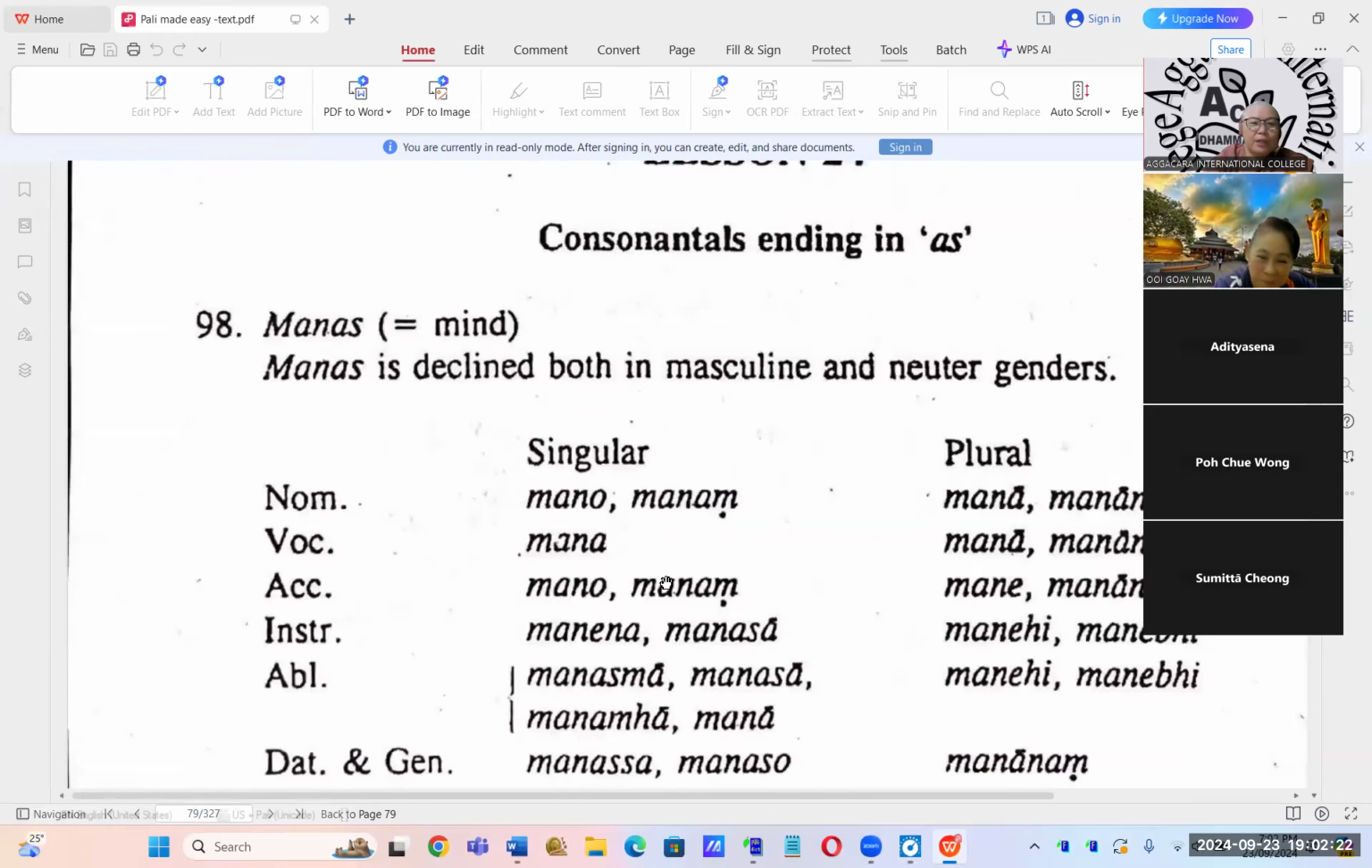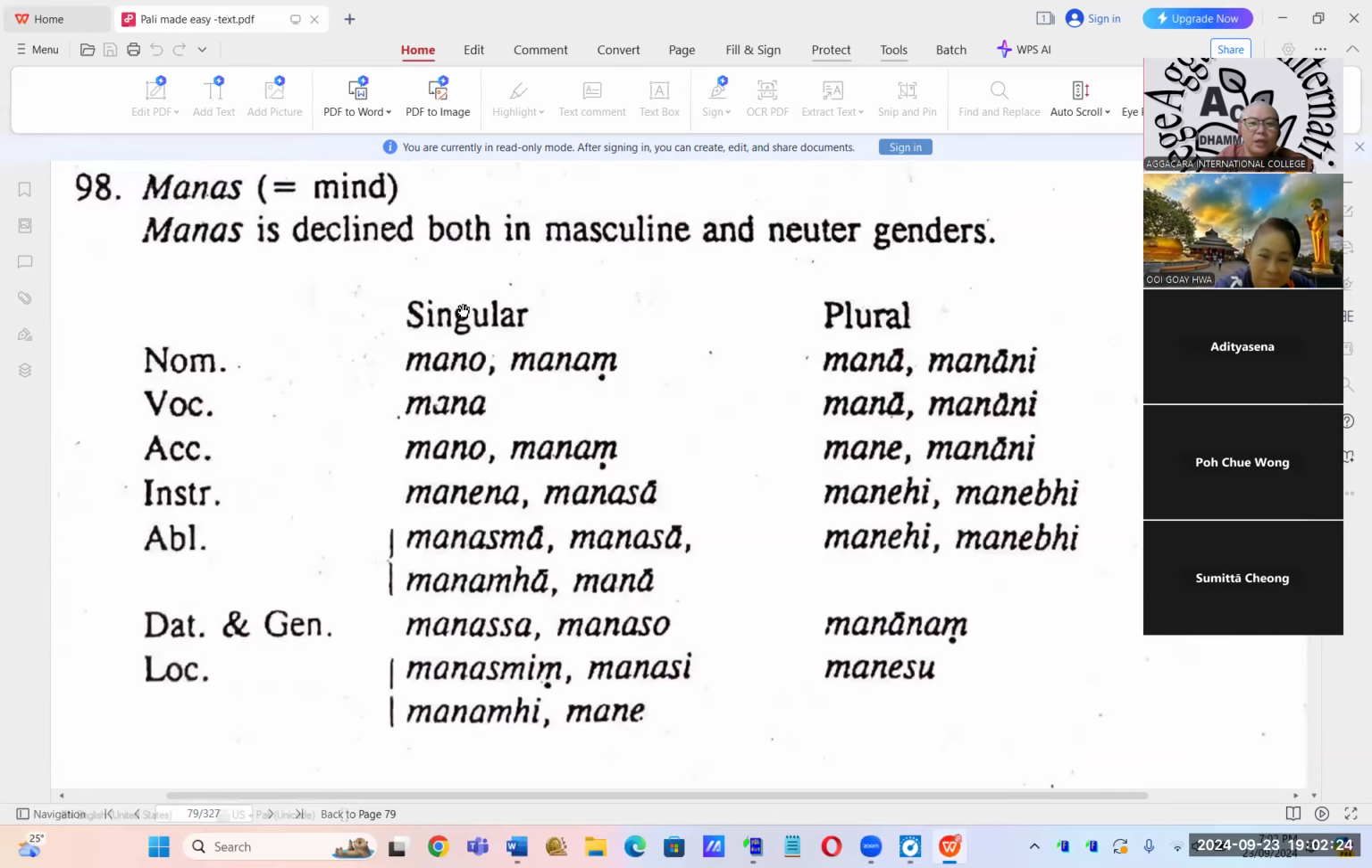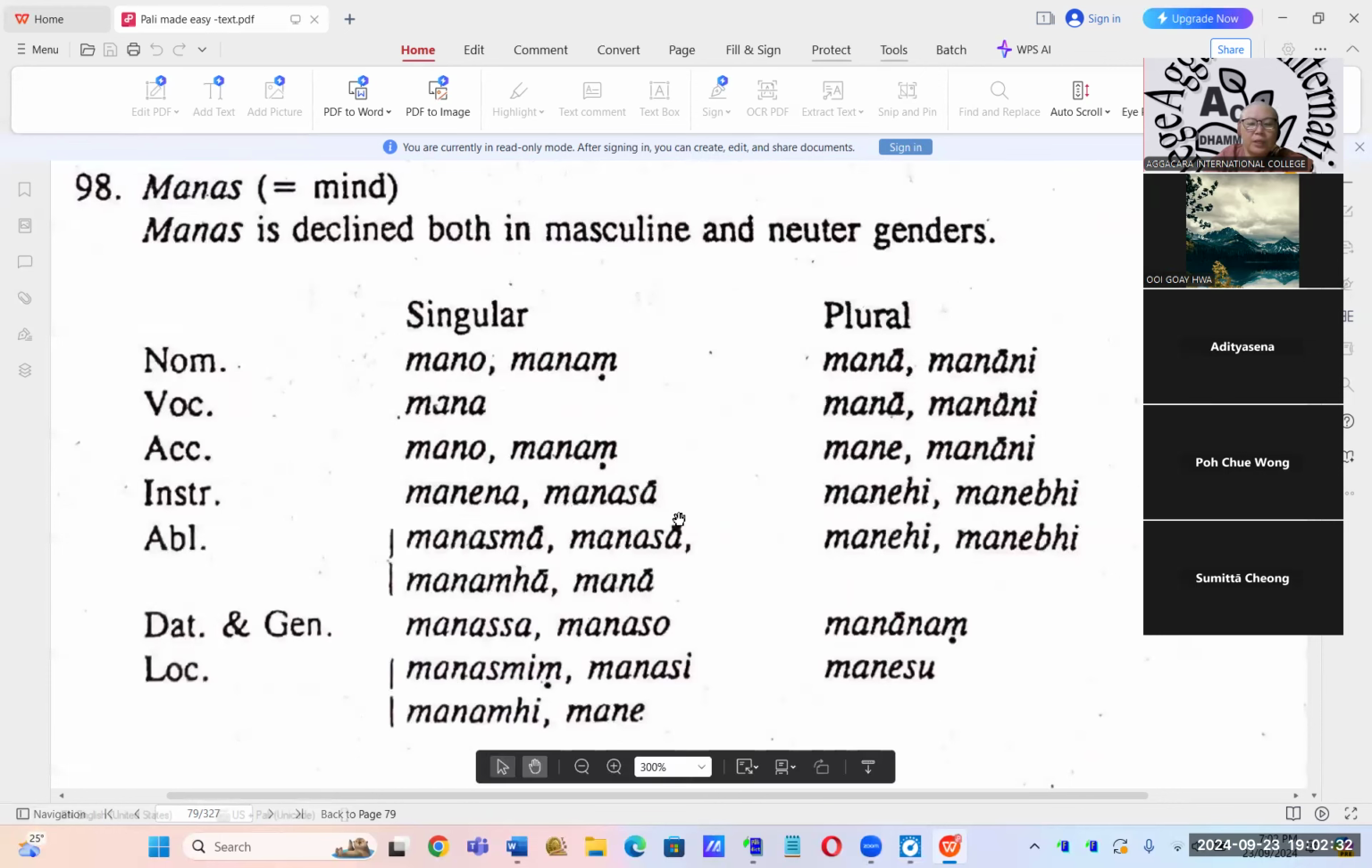So this is the manas group for those who learn. Actually, it's a combination of masculine. There are some masculine, there are some neuter forms, and then some are special forms like manasa, manaso, manasi. So actually three forms. If we can dictate it, it will be easier.